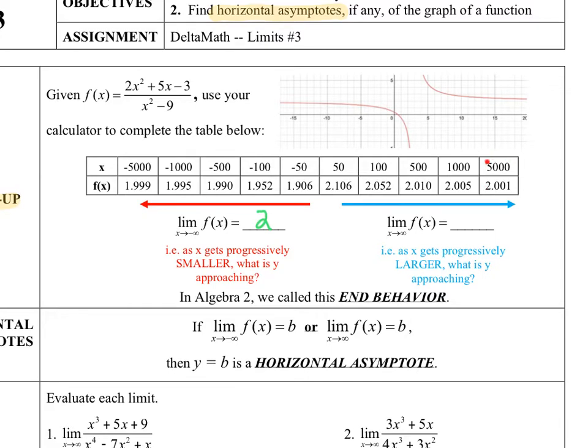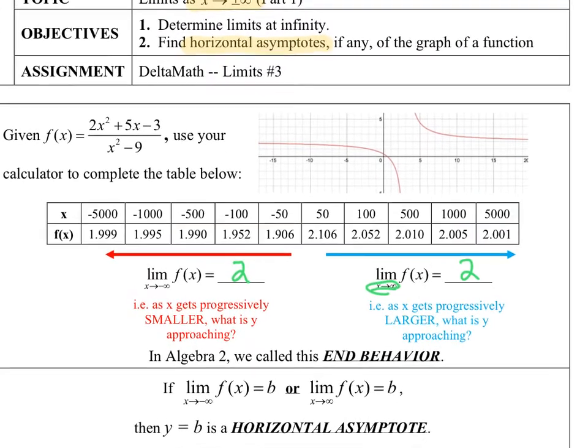And again, even though this table stopped at 5,000, I could have picked 10,000 and plugged it in, and I would have seen a number even closer to 2 than what this one is. So the limit as x is approaching infinity of f of x is going to be 2. And this just confirms what's in this graph as well.